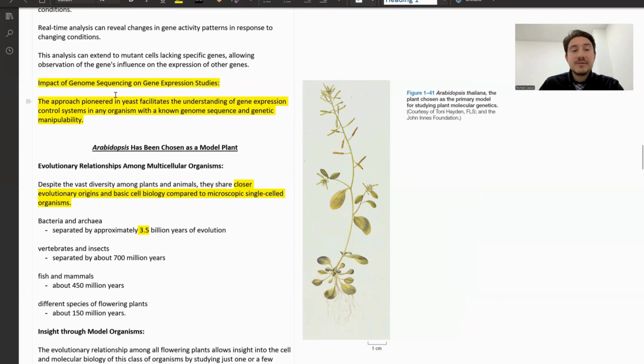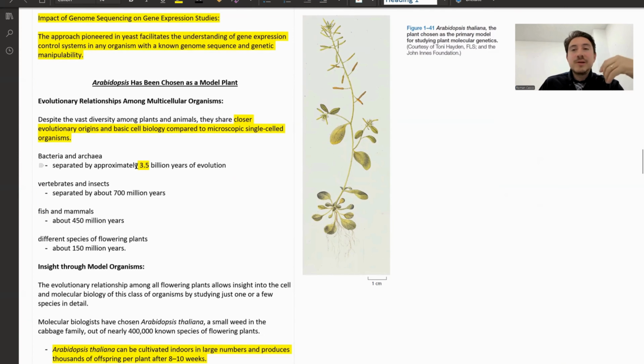So, the impact of genome sequencing on gene expression studies. Using yeast, these pioneer approaches can facilitate the understanding of gene expression control mechanisms, or control systems, in any organism with a known genome sequence and genetic manipulability.